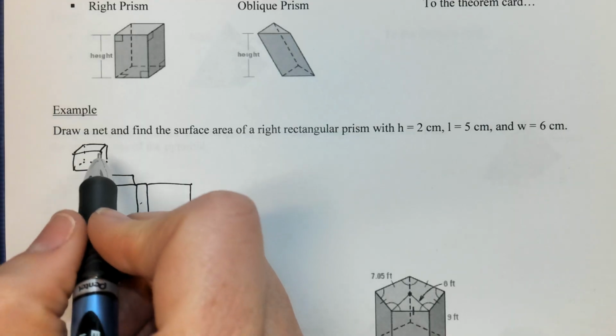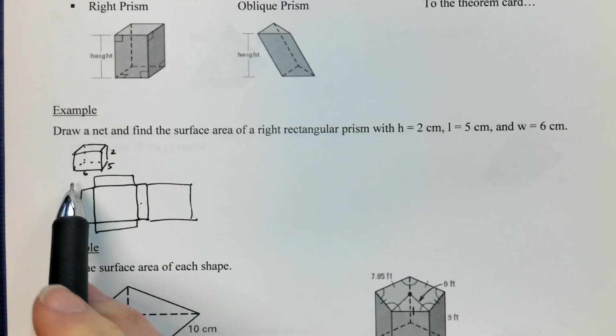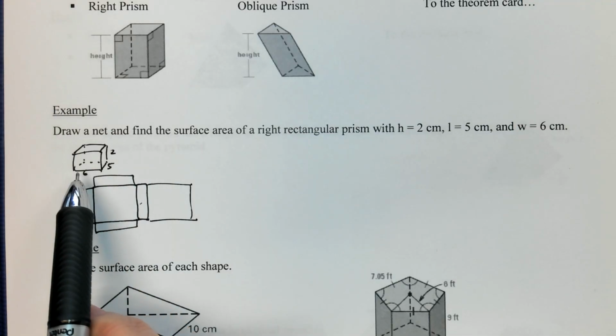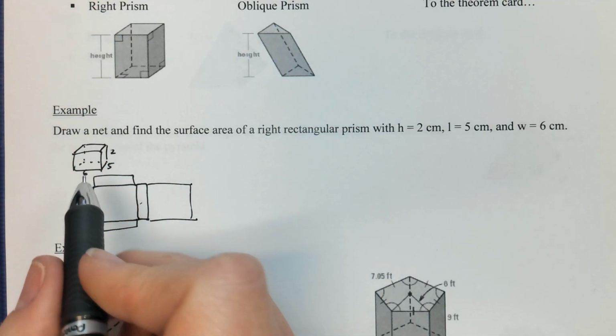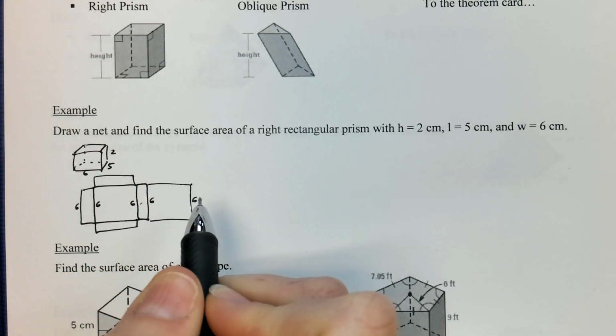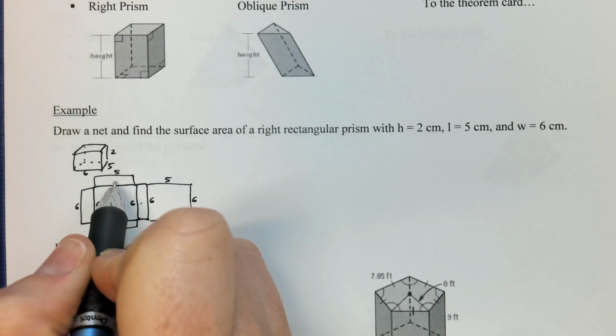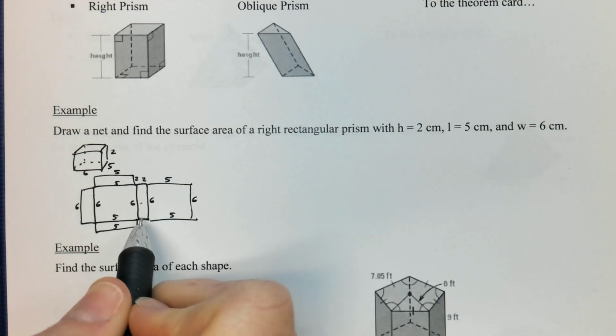So I have a height of 2, I have a length of 5, and I have a width of 6. And it truly, on a rectangular prism, does not matter where you put these numbers. The answer will come out to be the same either way. So let's just say this is our 6. So all of these verticals are 6. All of the long sides are 5s. And then all of our short sides are 2s.